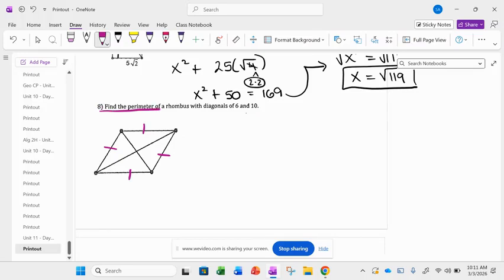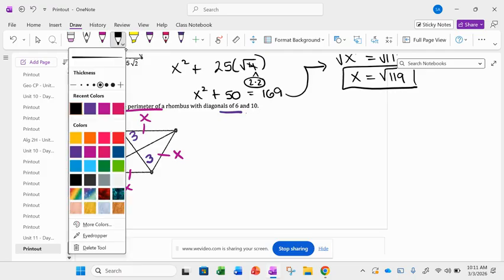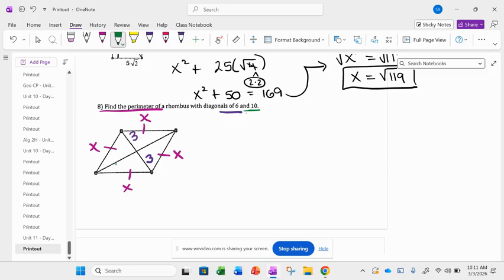So when it says find the perimeter, if I'm able to just find one side, can I then find all the sides? They'll all be the same number. And now it says the diagonals are 6 and 10. The other thing about a rhombus that you need to remember is the diagonals cut each other in half. So if one diagonal is 6, then you label it split in half 3 and 3. And if one diagonal's 10, then you split it into 5 and 5.